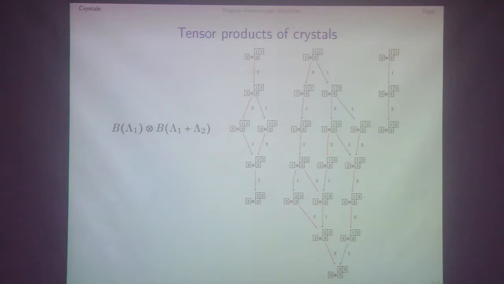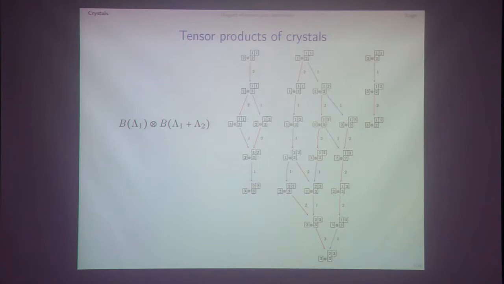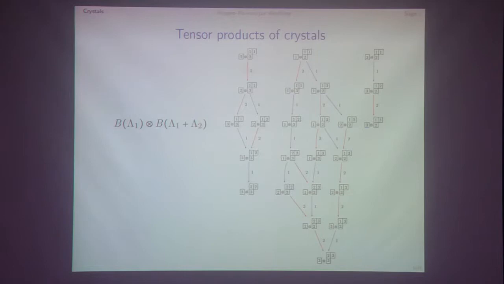So in representation theory, one of the major things people are interested in is taking tensor products, right? You want to take a tensor product of two things and then decompose it into irreducibles. You usually want to know what the irreducible components are, and these crystals are a very nice tool to actually answer such questions.